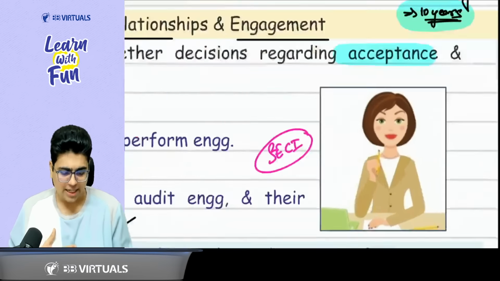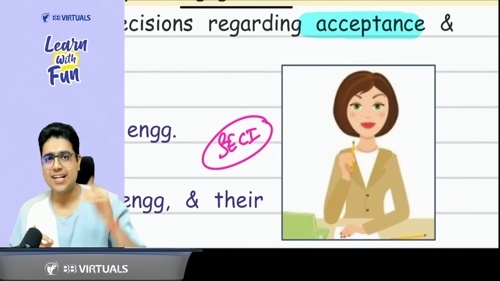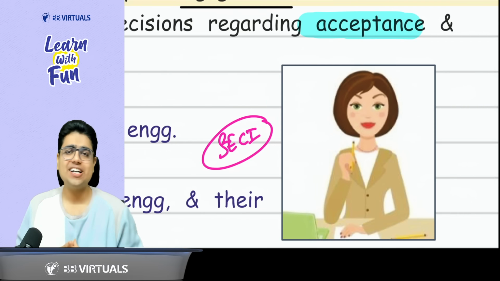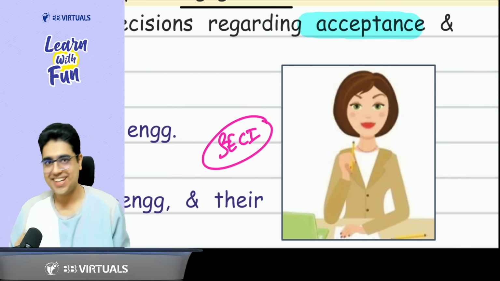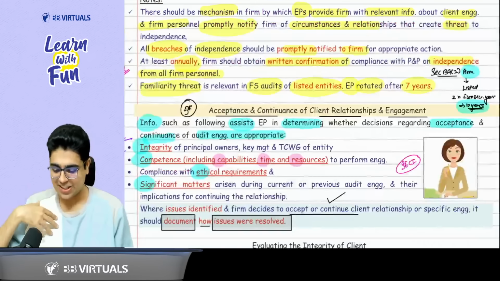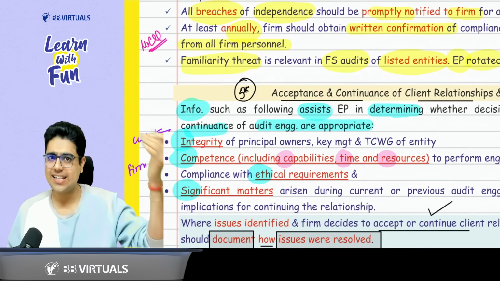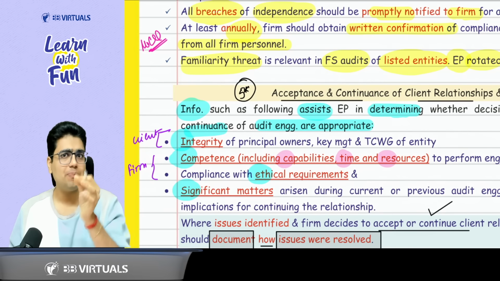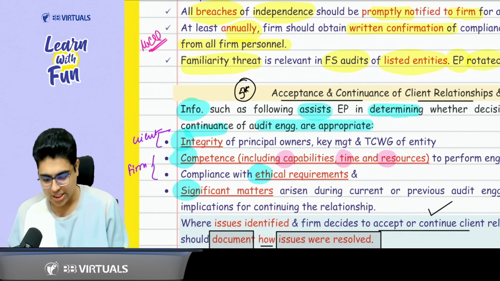How to remember it? The auditor says, I will accept and continue the client only when there is a secretary, and the short form of secretary is SECI. So always say that I will accept and continue the client only when there is a SECI. SECI means S for significant matters, E for ethical requirement, C for CCTR, that is competence, capability, time, resources, and I for integrity of the client. You understood the points or not?